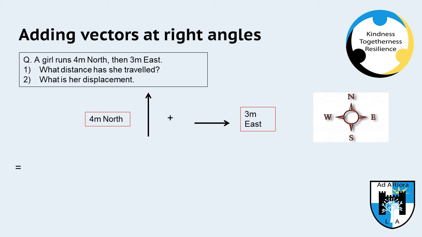But what is her displacement? That's a little bit more tricky. So the first thing we do is we add the vectors nose to tail, as we did last lesson, as we did in the last example.